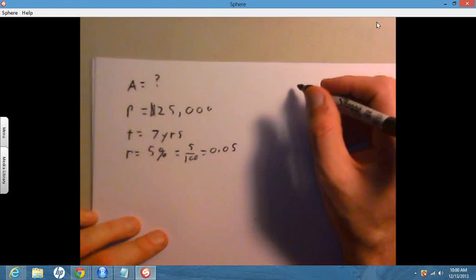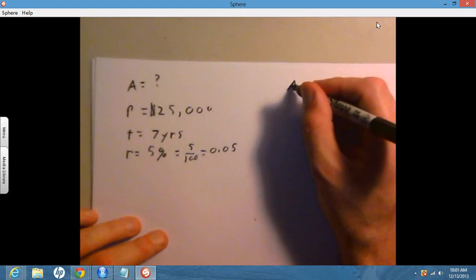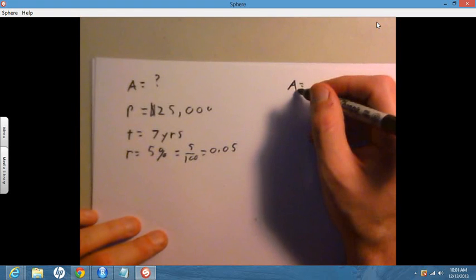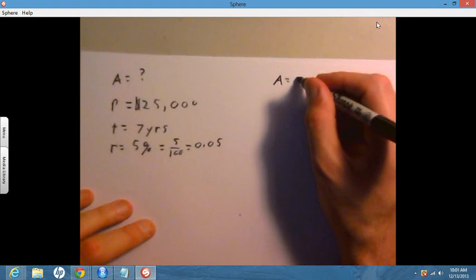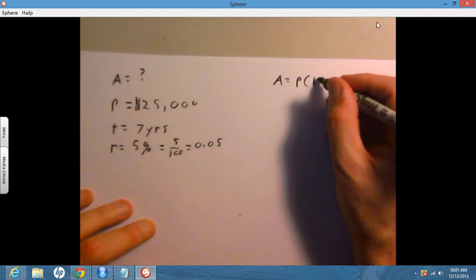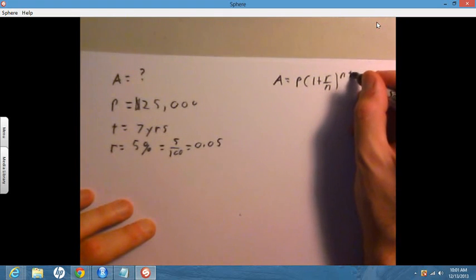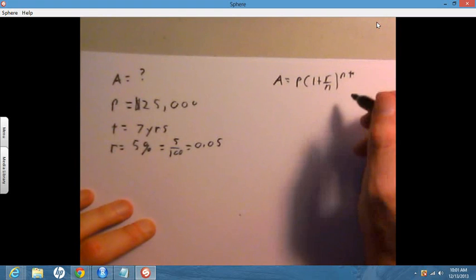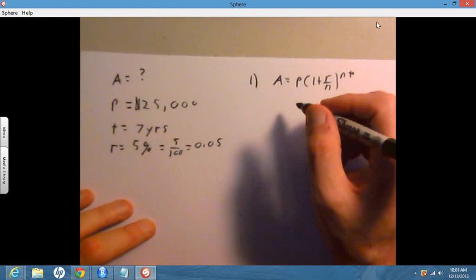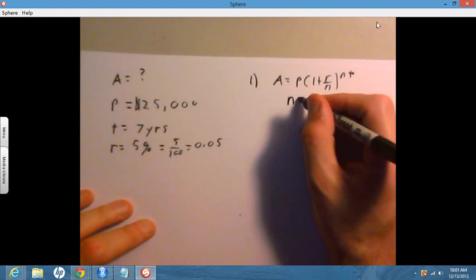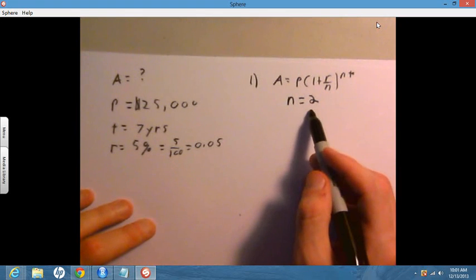Now what we're going to have is two formulas. One formula is going to be where we're compounding so many times a year. And for that, we're going to use the formula A is equal to P times 1 plus R divided by N, raised to the N times T. And that's going to be our first case we're going to handle. Specifically, we're going to look at the case where we're compounding semi-annually, or twice a year, which is N equals 2. So this is the number of times a year we actually compound our interest.